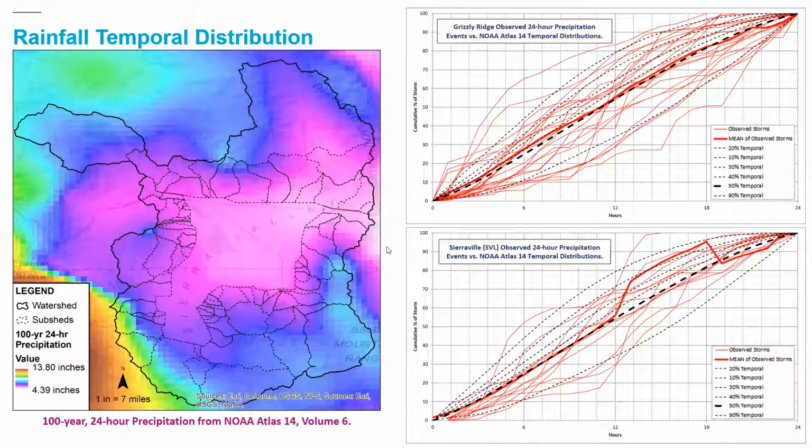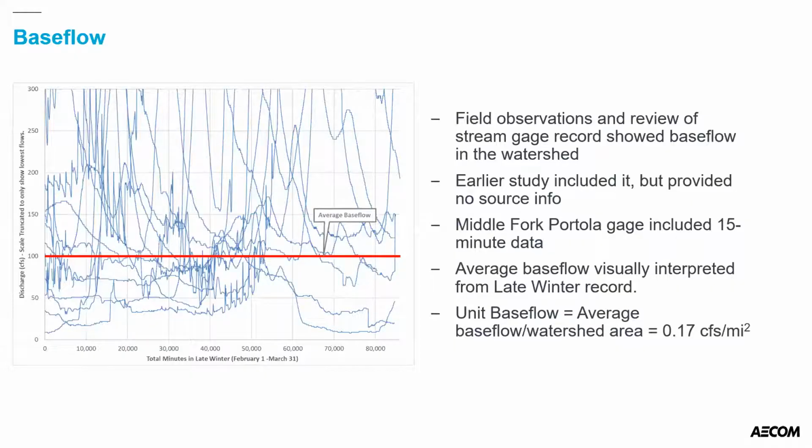The next thing we needed to look at, like I said, there was base flow. Base flow was observed by field observations. The earlier study included base flow, so we also have that to back up that it did occur in the watershed, but they didn't document their source. So we needed to basically figure out our own. We took the Middle Fork Portola gauge, another CDWR gauge with 15-minute observations, plotted up those observations for the late winter time period, because of course that's what we care most about. That's when our floods of record occur.